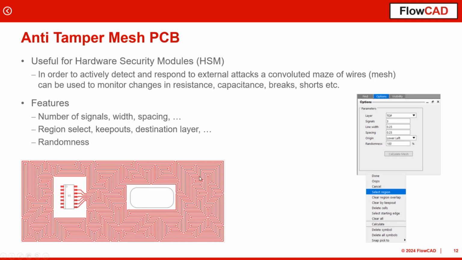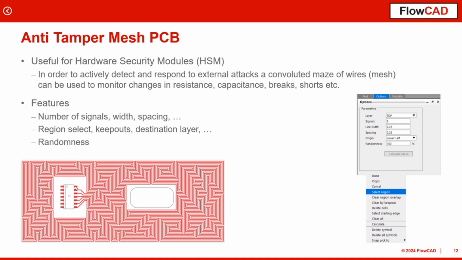And how does the application help you? We cannot help you with all your IP concerns, but we can help you generate such a trace mesh on the PCB by providing the ability to specify the layer on which you want to generate it and the number of signals. In this example here, we are talking about 3 signal loops.